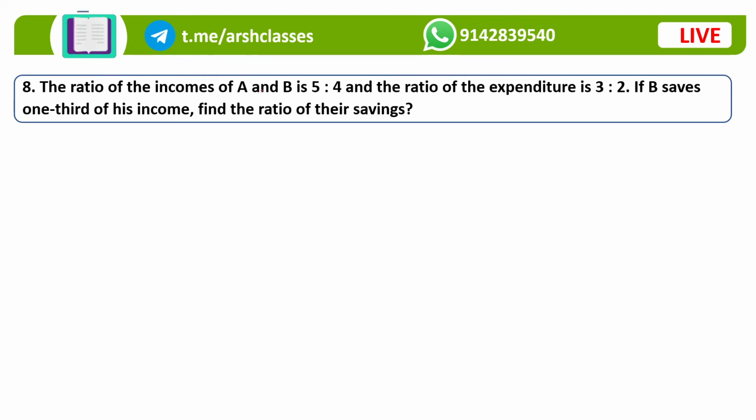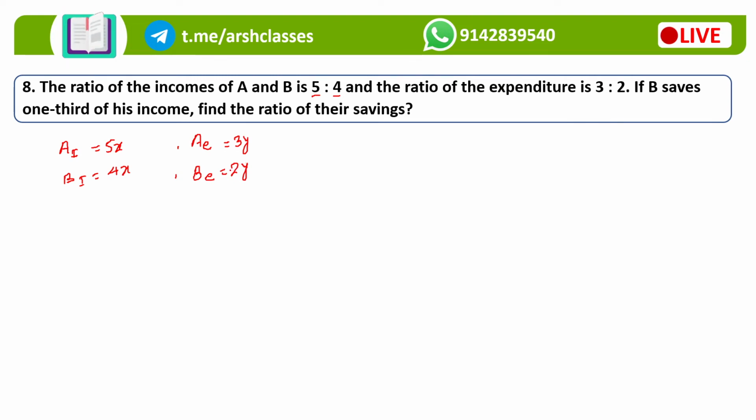The ratio of the incomes of A and B is 5:2. So I can say that A's income, which is AI, is 5 times of x, then B's income, that is BI, will be nothing but 2 times of x. And the ratio of the expenditure is 3:2. So I can say that A's expenditure, AE, is 3 times of y. As I had already discussed in the class, different ratios use different variables. So here it is x, and here it is y. Now B's expenditure, BE, that becomes 2 times of y.